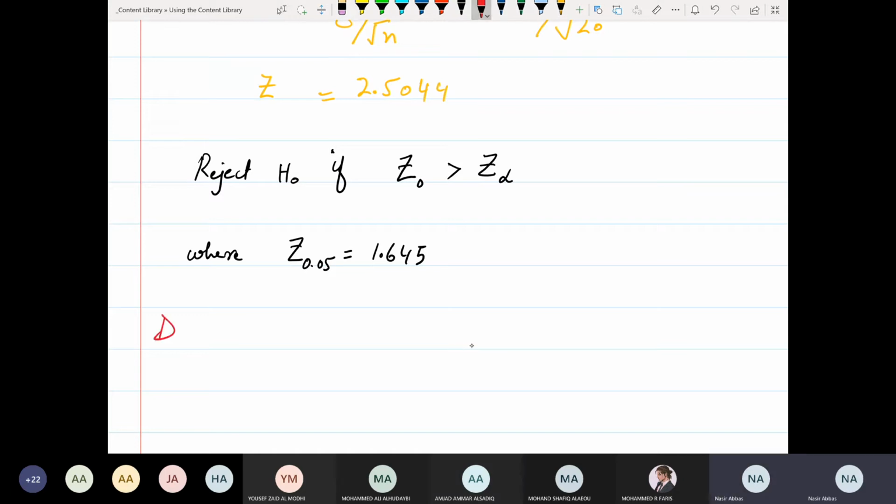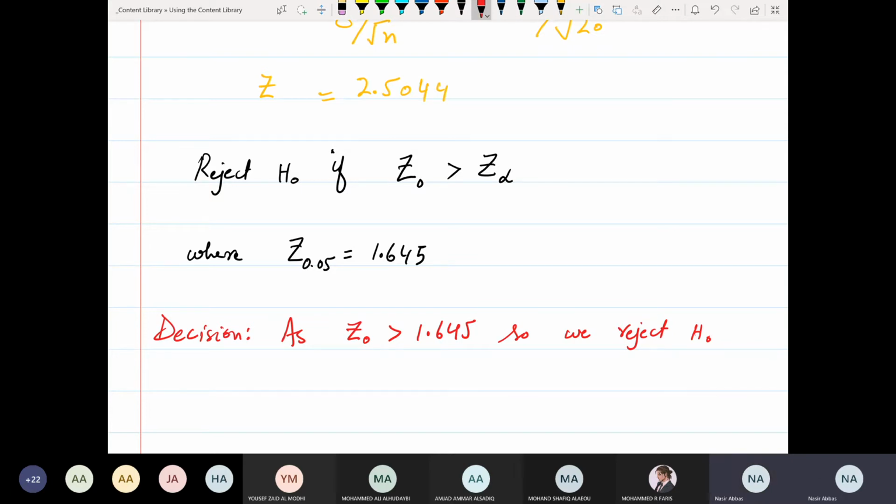Yes, so this is the time you make your final decision. As your Z is greater than 1.645, we reject H0. If you fall in the rejection region, you will reject H0.